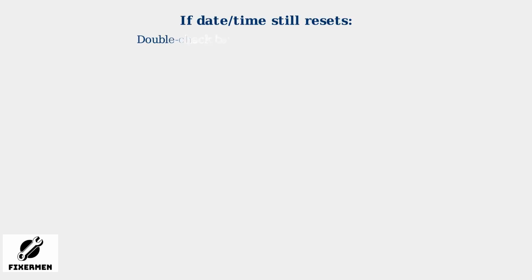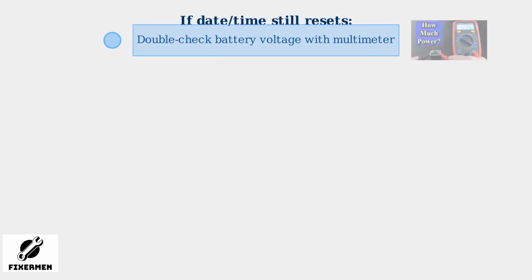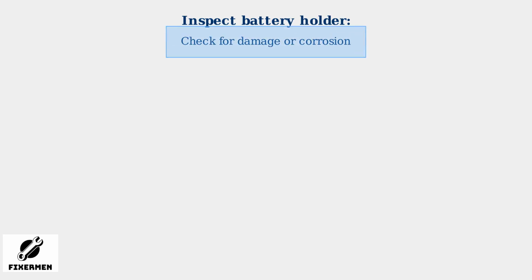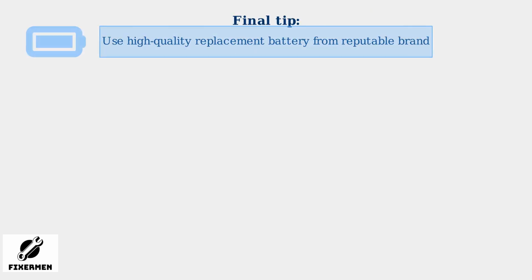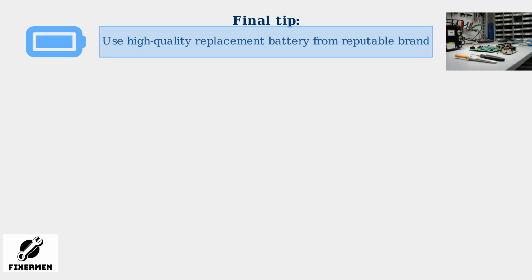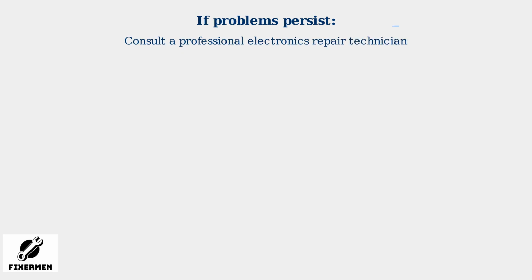If the date and time still reset after replacing the battery, double-check the battery's voltage with a multimeter to ensure it's good. Also, inspect the battery holder and surrounding circuitry for any signs of damage or corrosion. As a final tip, consider using a high-quality replacement battery from a reputable brand for optimal performance. If problems persist, consult a professional electronics repair technician.